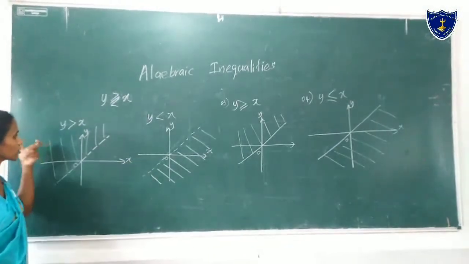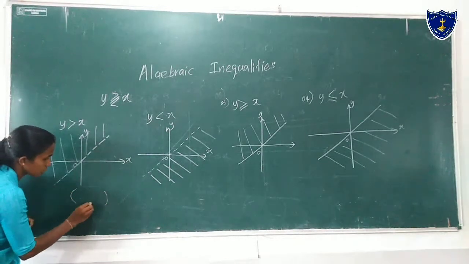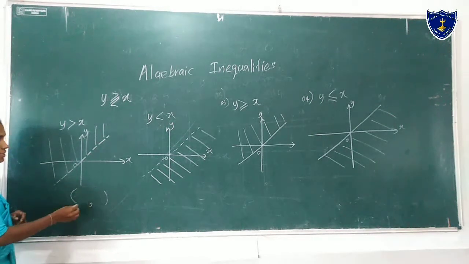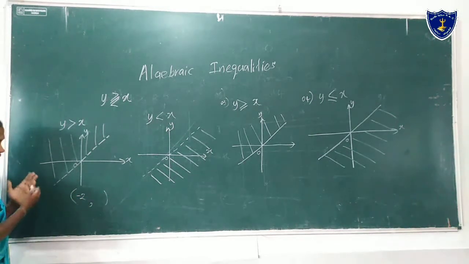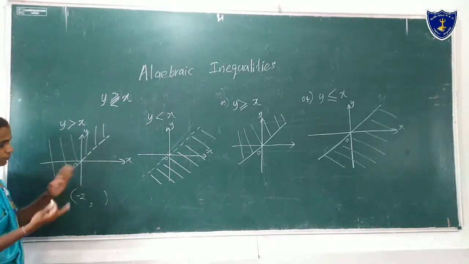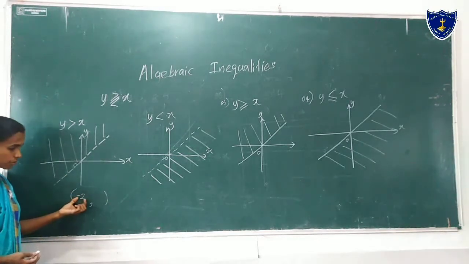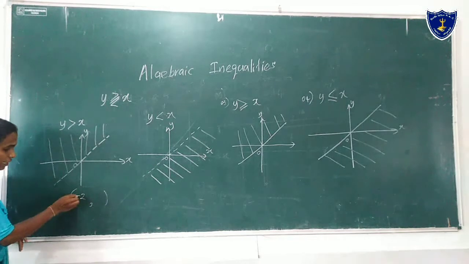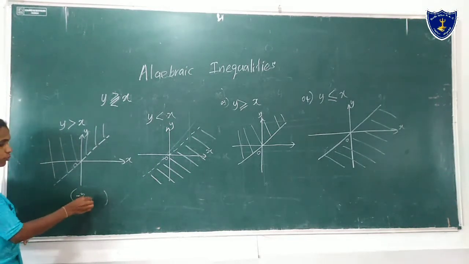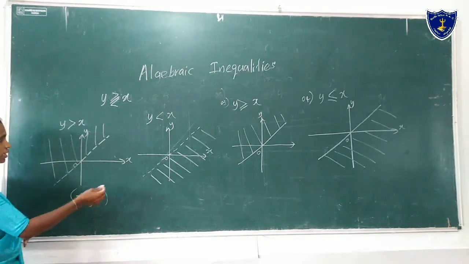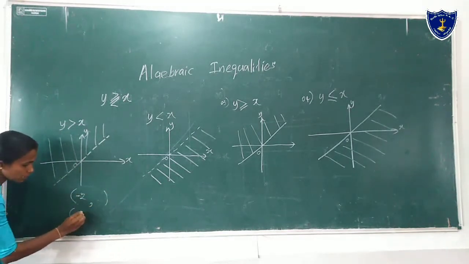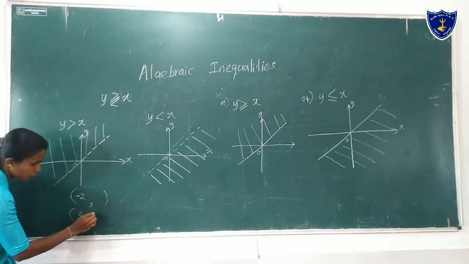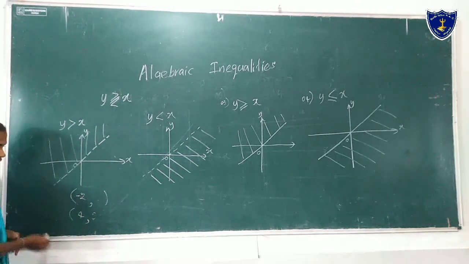Okay, you can write the coordinates of points which belong to each region. Here, when you write the coordinate, you can take any value as x. If you write negative 2, any negative value, 0, or any positive value you can take as the x coordinate. But the y coordinate should be greater than the x coordinate. If you select negative 2 as the x coordinate, y coordinate should be negative 1, 0, 1, 2, 3, like this. If you take positive 4 as the x coordinate, y coordinate should be greater than 4: 5, 6, 7, any value you can take.